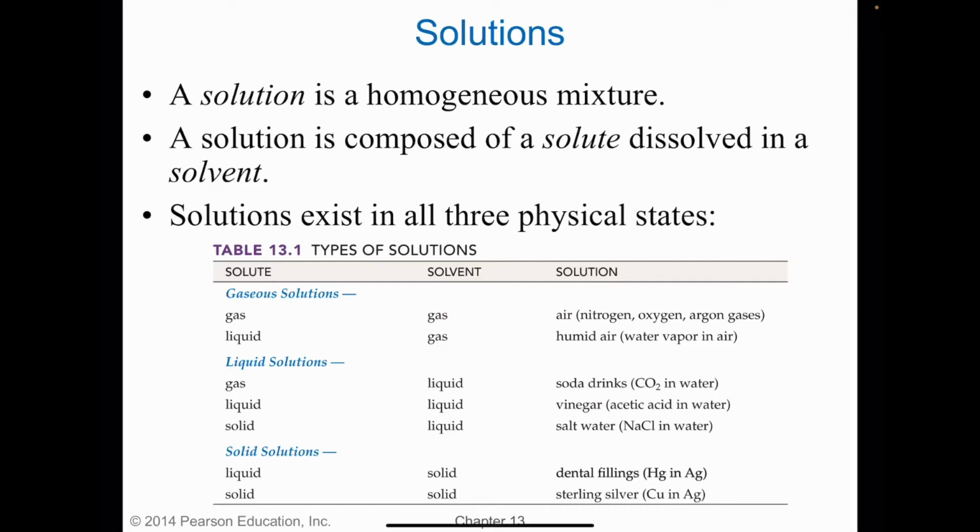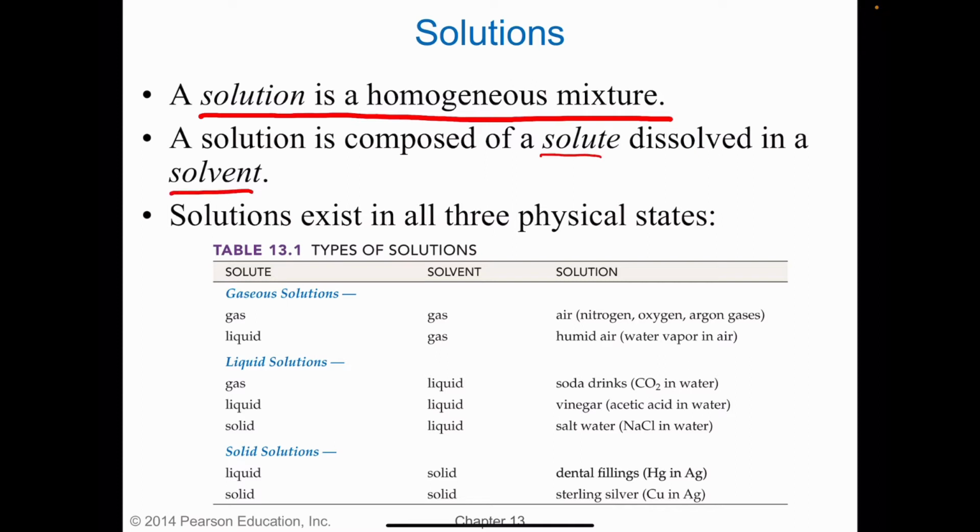In this video, we're going to talk about solutions and a few properties of solutions and calculations involving solutions. But first, to define, a solution is a homogeneous mixture. So recall, homogeneous means that it's completely uniform. You cannot see all the individual parts that are in that mixture.